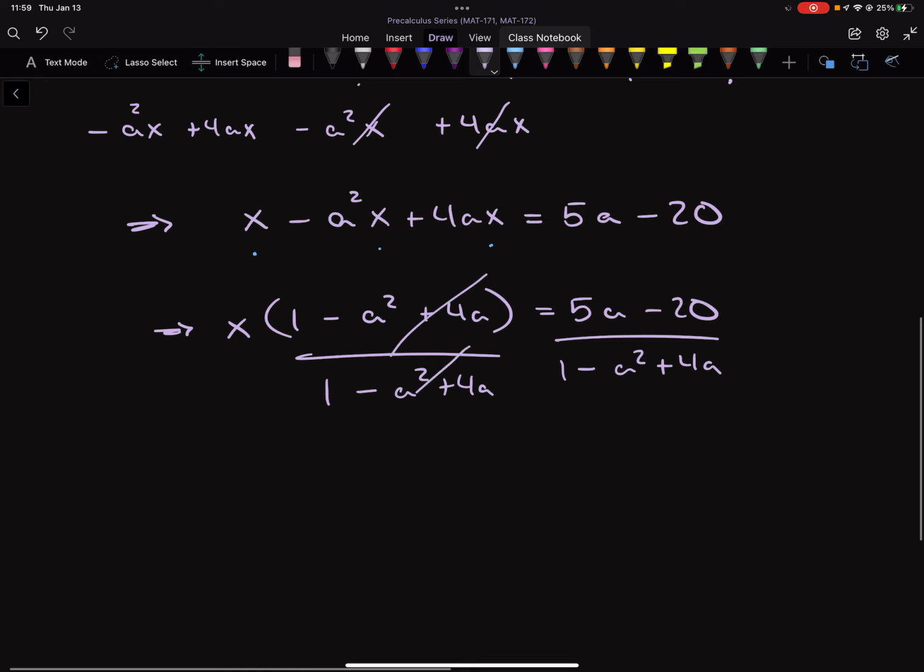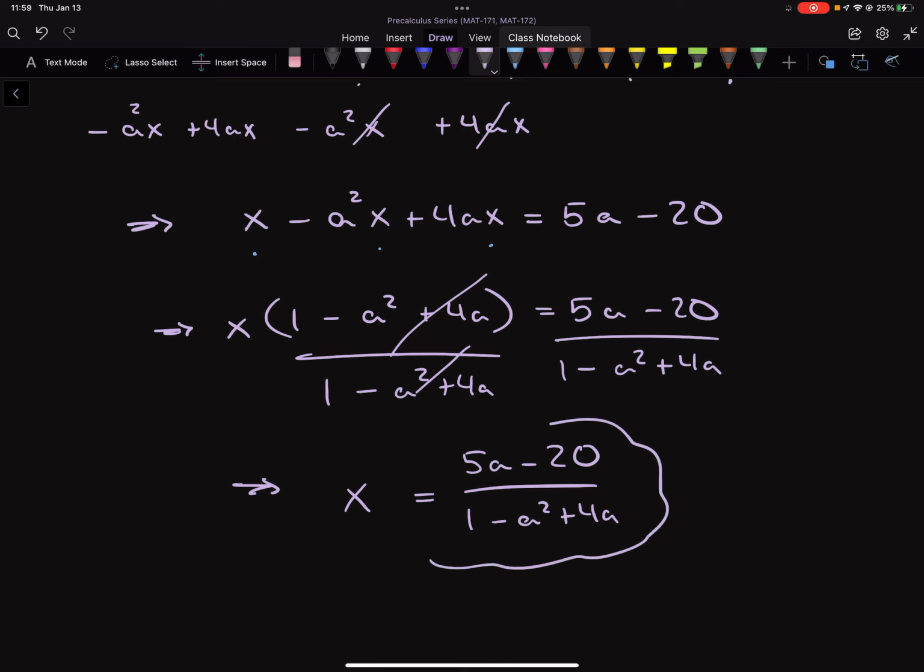And you know, you may want to write the right-hand side denominator a bit different. It really is up to you. But I'm just going to leave it like this. I don't see an advantage of writing it any different. So we wound up with x equals 5a minus 20 over 1 minus a squared plus 4a.